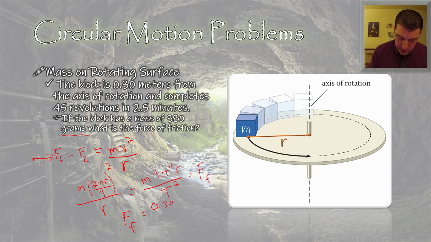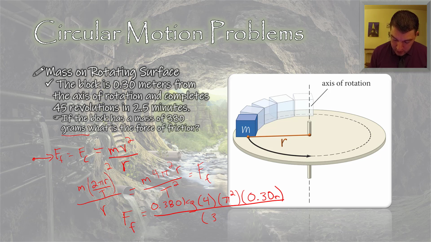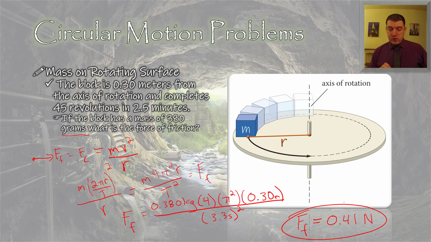So 0.380 kilograms times 4 times pi squared times r, which was 0.3 meters, divided by t squared, which we already saw was 3.3 seconds. The force of friction is going to be 0.4132, and so on, but going to 2 sig figs, 0.41 newtons.